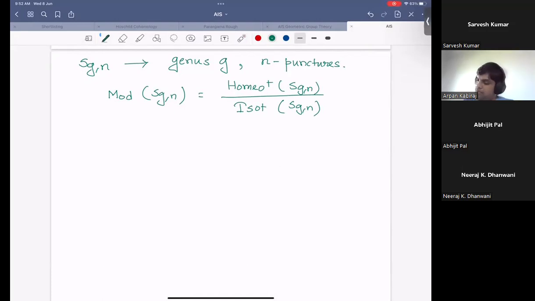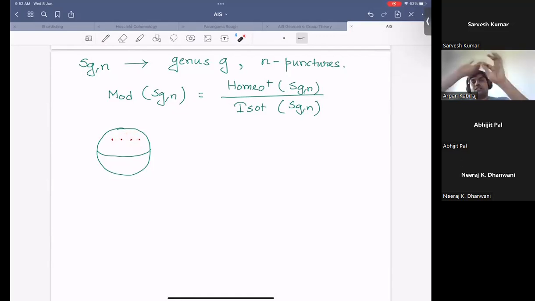So suppose you have a sphere with, let's say, k punctures. So in the mapping class group, you are allowed to permute the punctures. You can go from here to here, or you can take this puncture to this puncture to this puncture, just by moving it. Okay, that is allowed.